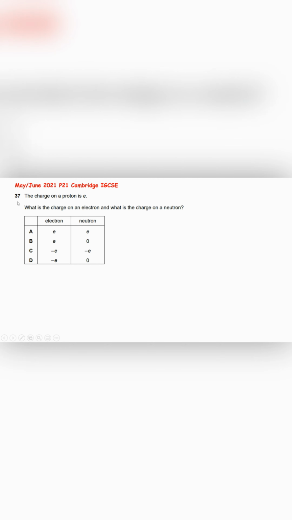One of the easiest questions, easy peasy, man. Question 37: the charge on the proton is E. What is the charge on an electron and what is the charge on the neutron?